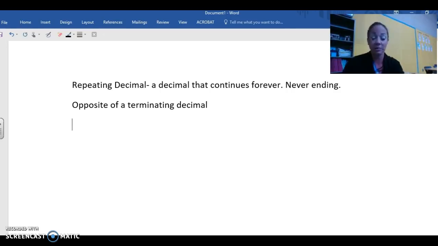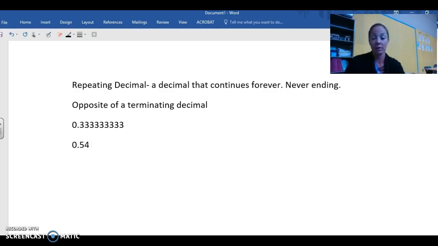So a repeating decimal, we'll just use the example from the last vocab word, would be something like 0.333333 going on forever. A non-example would be, I don't know, 0.54 hundredths. That one ends. It does not continue to go on forever.